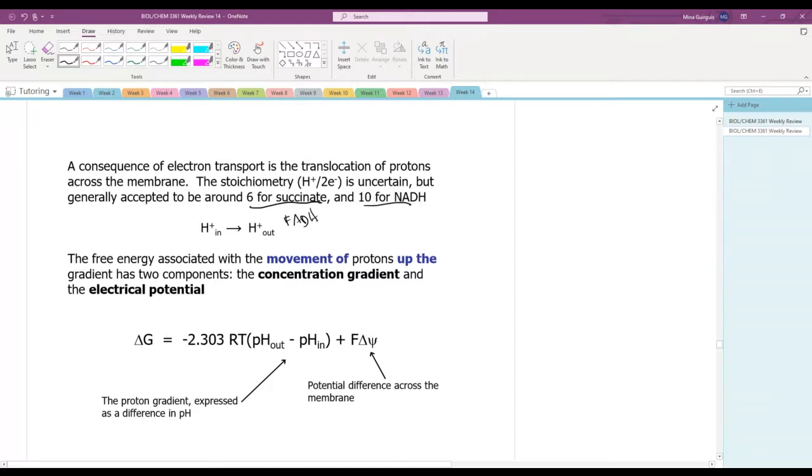Second part is the electrical potential. In the same way as concentration, if one side is really, really positive and the other is really, really negative, the positives should want to flow to the negative. So we're trying to force more protons into an area that's already got a lot of protons. Okay, but anyways, so we've got the proton gradient, which is the electrical interaction, and then we've got the potential difference.